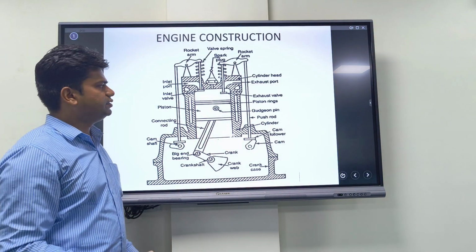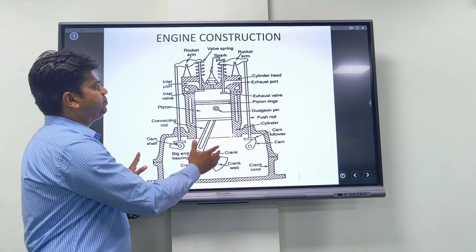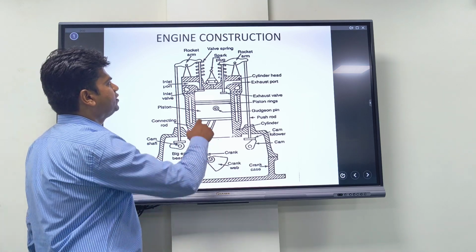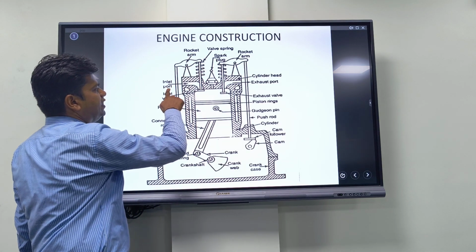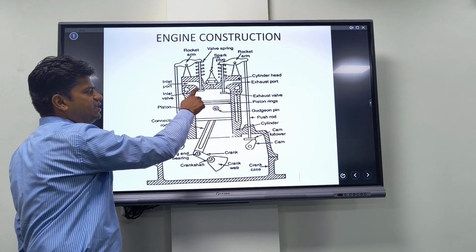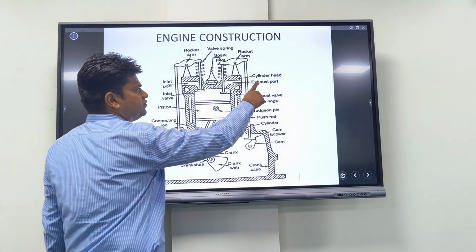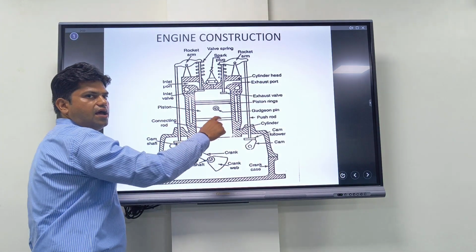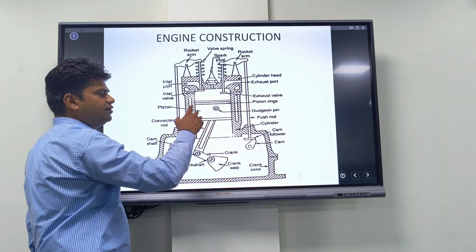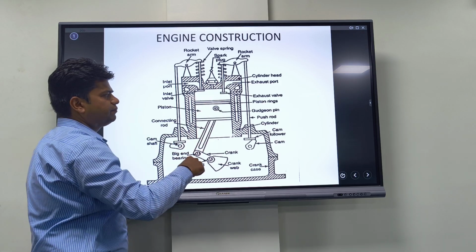Engine construction. This is the basic engine construction, or the different parts inside an engine. Inlet port. This one is the inlet port by which fuel can easily enter the cylinder. This one is the cylinder head. Exhaust port. This one is the exhaust valve by which burned gases can easily go out from the cylinder.